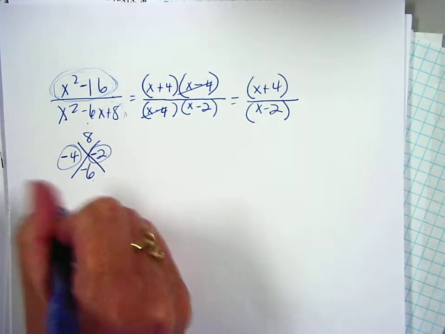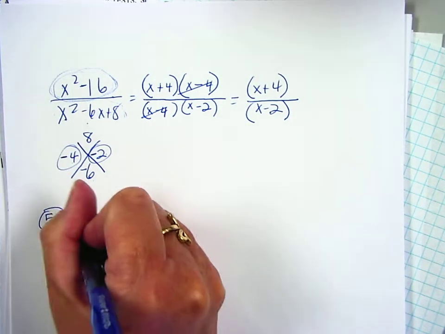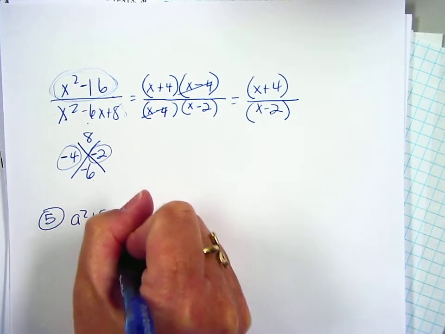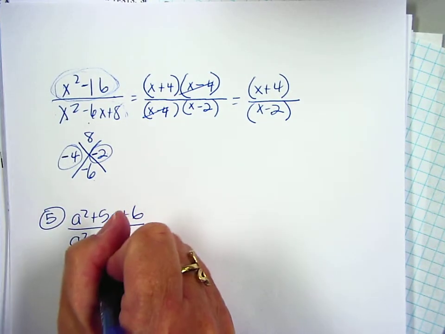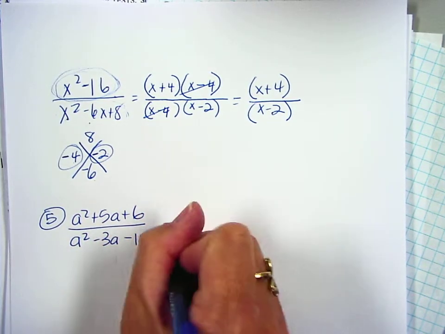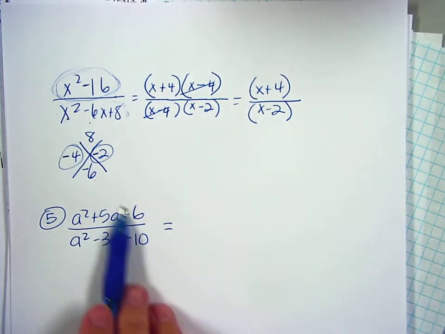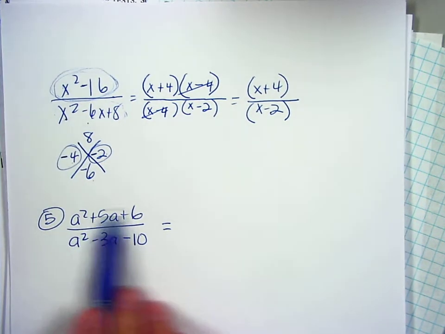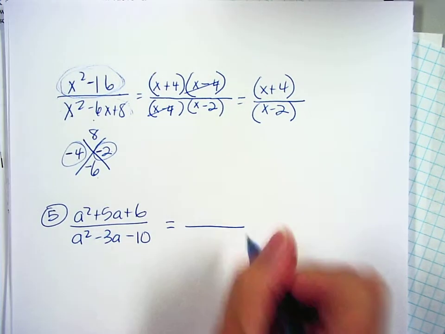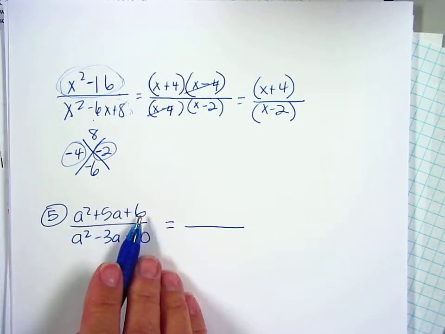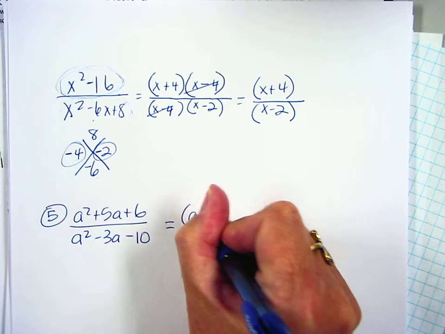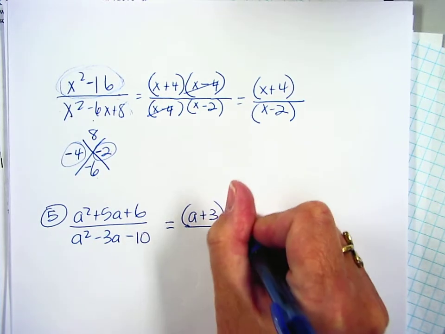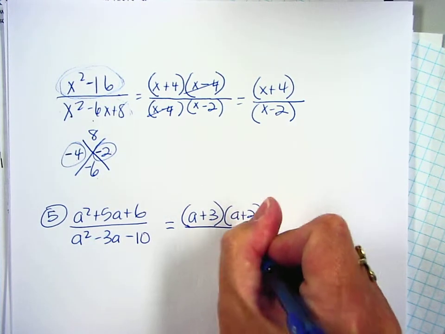Number 5, a squared plus 5a plus 6 over a squared minus 3a minus 10. All right, trinomial, it's a polynomial. I'm going to use my menu. There's no GCF. It's not a PST. It's not DOTS. I'm going to use X-man, and when I use my X-man, I know I'm going to get a plus 3 and a plus 2.